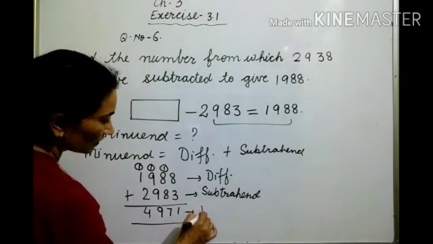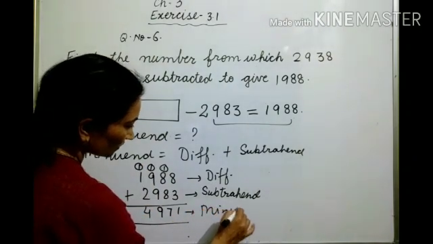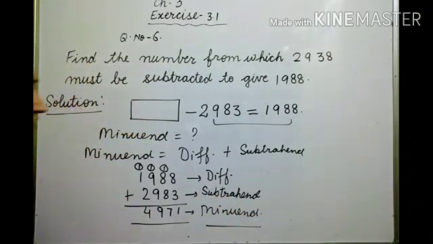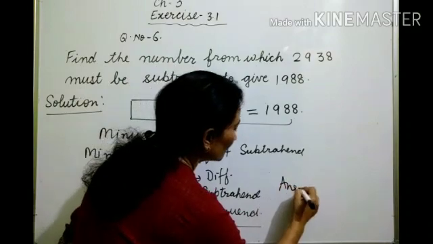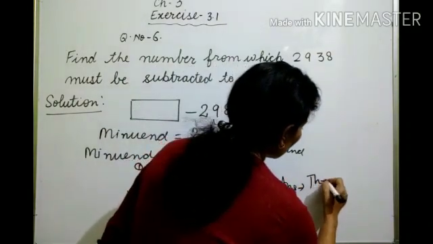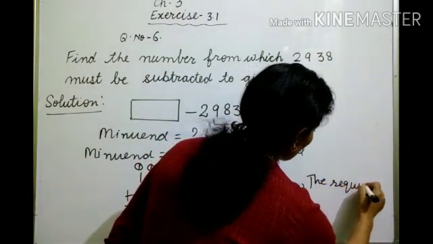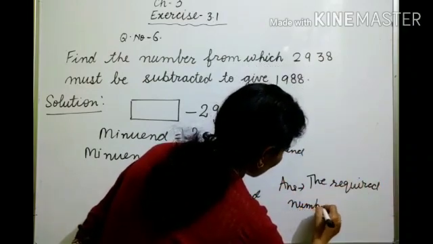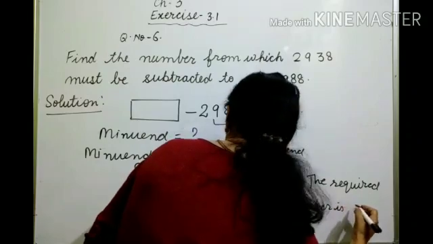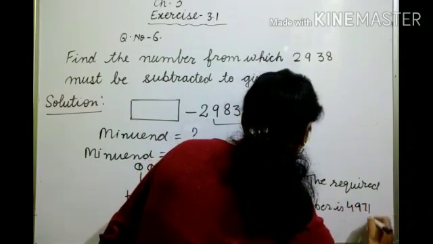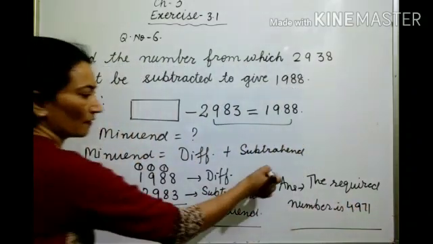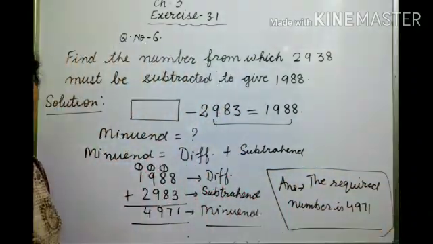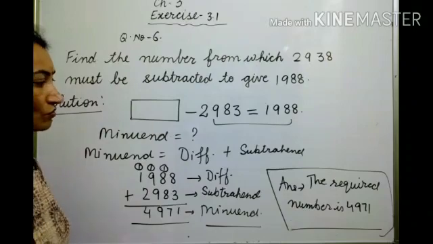That is our minuend. That is our required number. So you will write answer. The required number is 4971. This is your answer. Hope you understand these two questions.